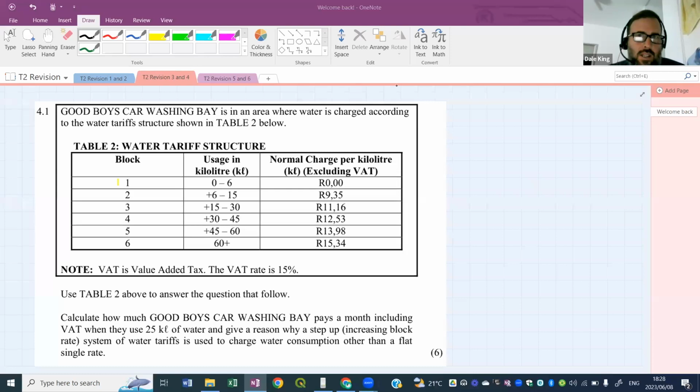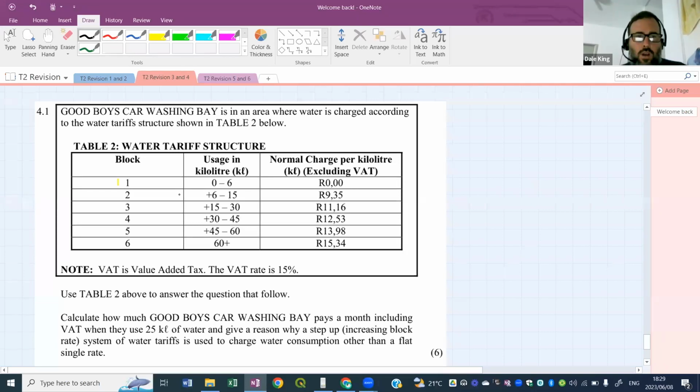1,000 meters in a kilometer. 1,000 grams in a kilogram. It's all the same. A kilo means 1,000. So 1,000 liters of water here, which is quite a lot. Or is it? We can talk about that when we do measurement. A kiloliter is 1,000 liters. In this first row, we've got 0 to 6. If you're using anything from 0 to 6 kiloliters of water, you will not be charged.